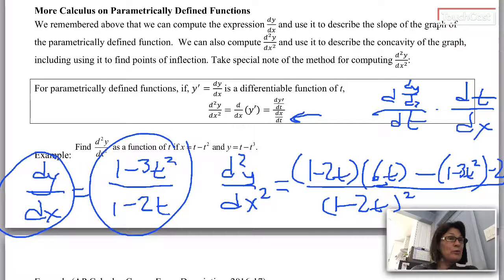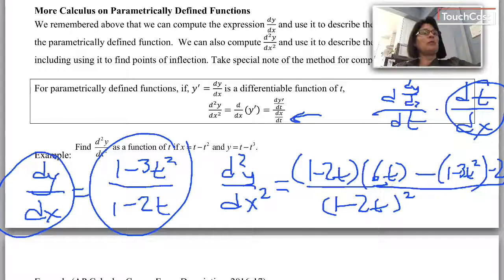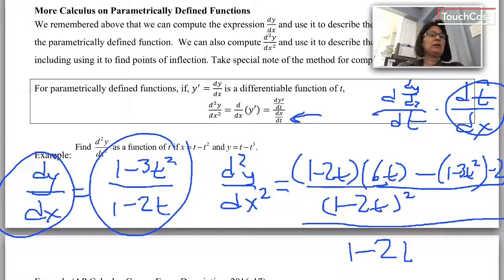And then I ran out of room to multiply by dt/dx or divide by dx/dt, so I'm going to move out of the way and I'm going to divide this whole thing by dx/dt, and dx/dt, we already found out, is 1 minus 2t. So this is a fine answer for the free response section. I might or might not ask this free response versus multiple choice.